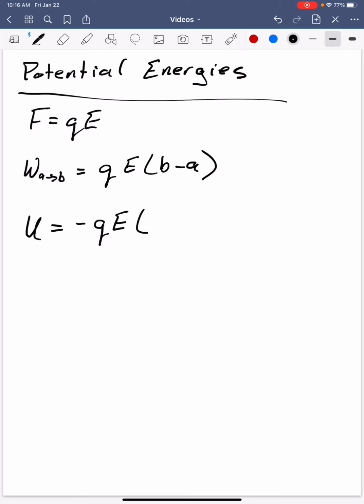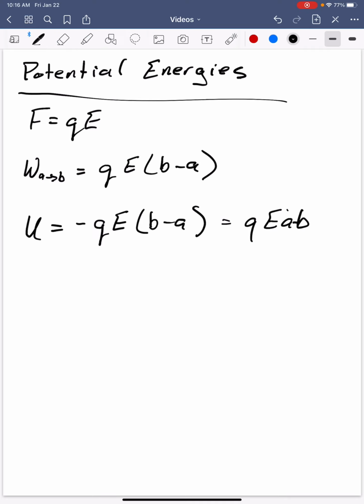So that means the work done by moving an object from A to B is equal to QE(B minus A), because that's the distance traveled. Or another way to say this would be QES, where S is the distance traveled. So the potential energy U is equal to minus QE(B minus A), or QE(A minus B).